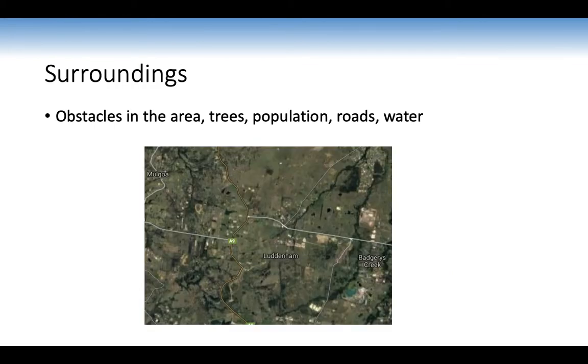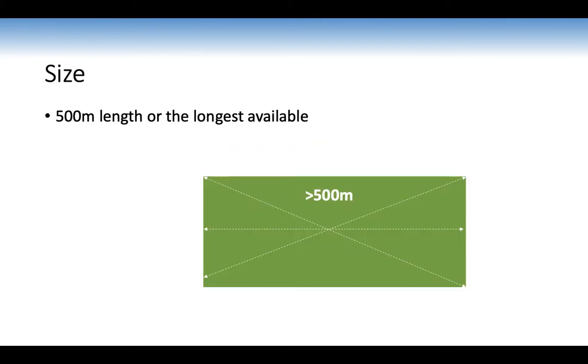Surroundings: obstacles in the area, trees, population, roads, water. So, surroundings that are desirable to land on, and surroundings you may need to avoid. If you had an engine failure somewhere remote, you would want to land as close to a road as possible so you can get near civilization and get the help you need.